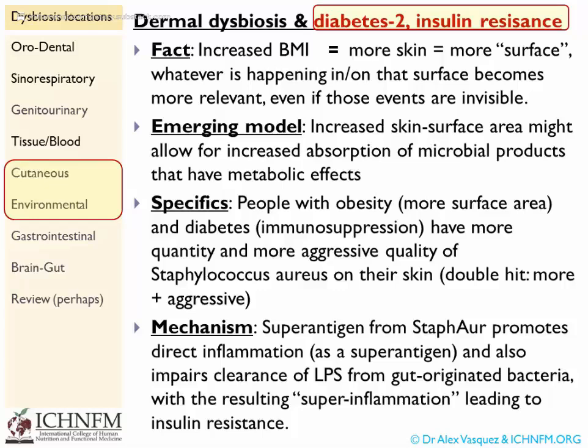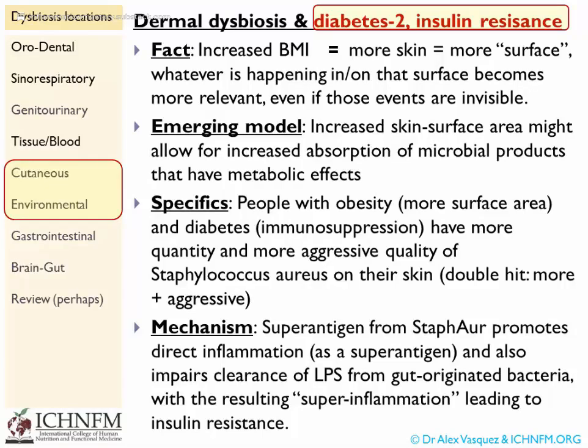and therefore more surface. So whatever's happening in or on that surface is going to become more relevant, even if those events are invisible. One emerging model is that increased skin surface area might allow for increased absorption of microbial products that have metabolic effects, specifically inflammatory effects that eventually lead to insulin resistance, and that of course feeds the obesity and diabetes cycle.